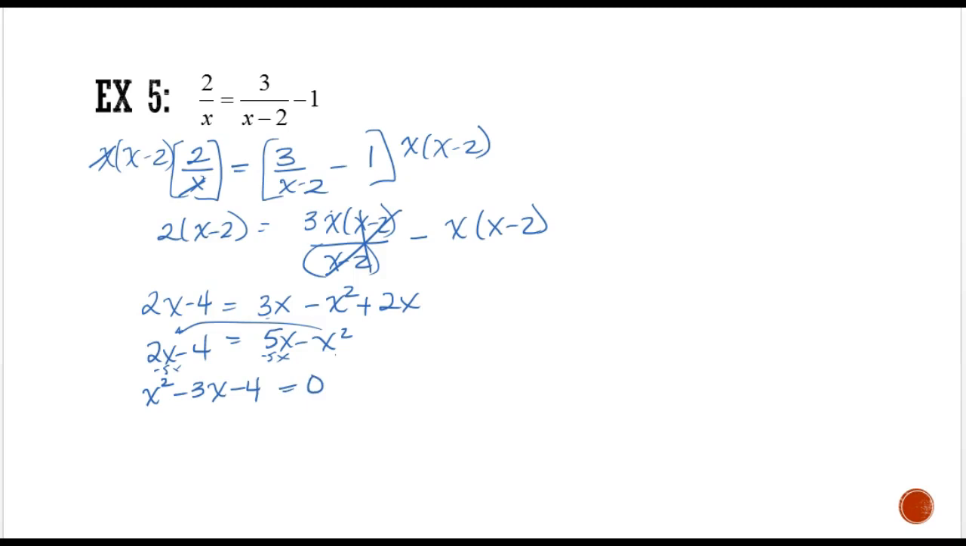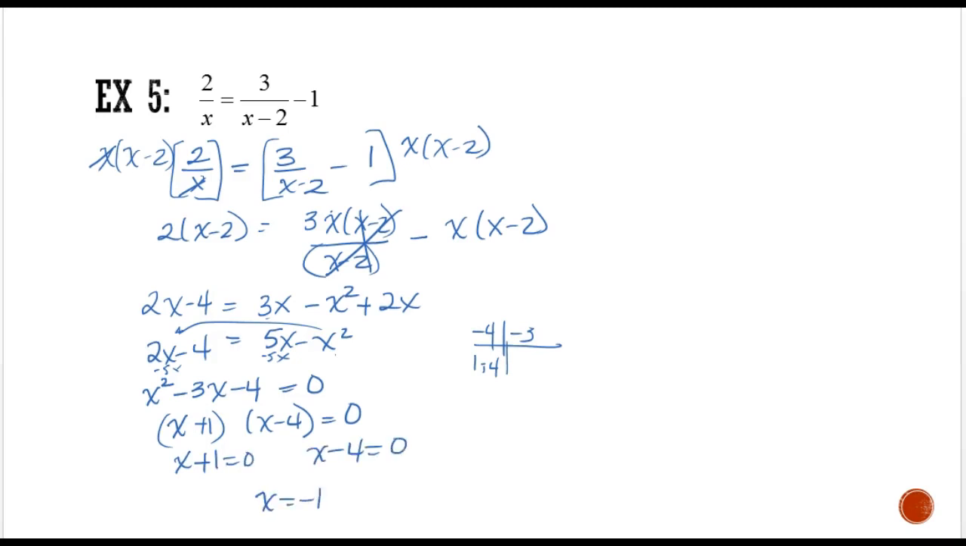This is factorable now. We multiply 1 times negative 4, but they add to negative 3. So it's 1 and 4. So this is going to be x plus 1 times x minus 4 equals 0. Set each factor equal to 0. Solve it for x. So I have x equals negative 1, x equals 4, and there's my two solutions. It's all about picking the right thing to multiply through by. Okay? If you don't see it at first, just do trial and error and you'll begin to see the pattern.